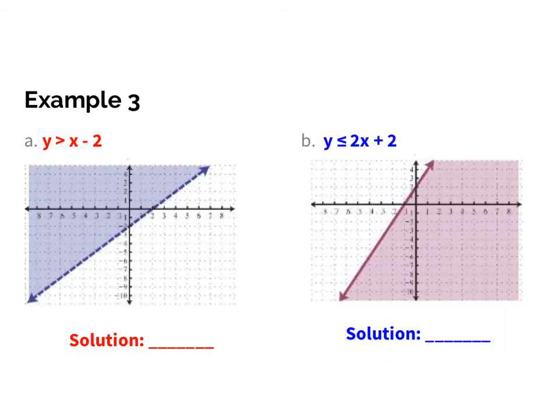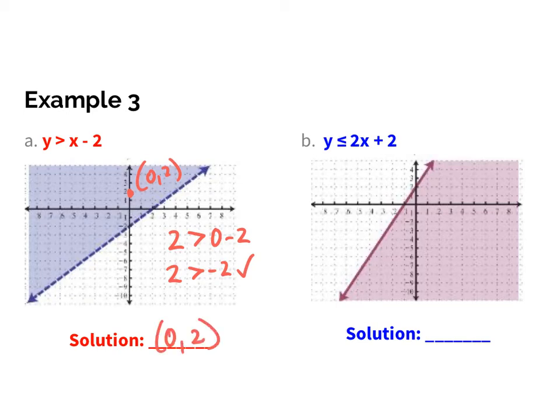All right, so let's say I were to ask right now what would be a solution to these two. A solution is going to be any point that's represented in the shaded region. So all we've got to do is find a point. Let's say I pick the point 0, 2, right on the y-axis, in the shaded region. To check that it's a solution, I just plug it in. 2 is greater than x minus 2, which would be 0 minus 2. So 2 is greater than negative 2, and that is a true statement. So in this case, 0, 2 would be a solution.